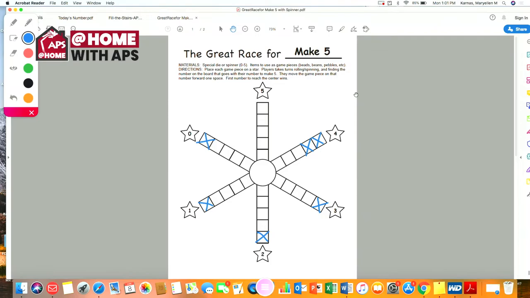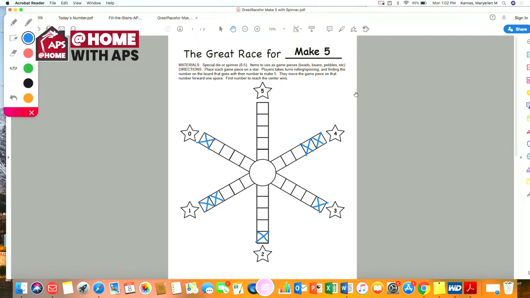Okay, Ms. Karnas rolled again a four. We rolled a four before. Can you think about what goes with four to make five without using your fingers? You got it, it's a one. One goes with four to make five. So one gets closer to the finish.